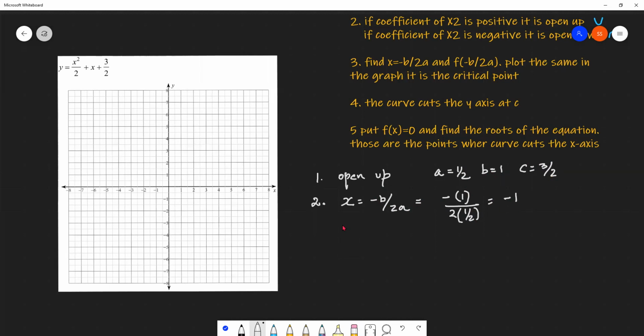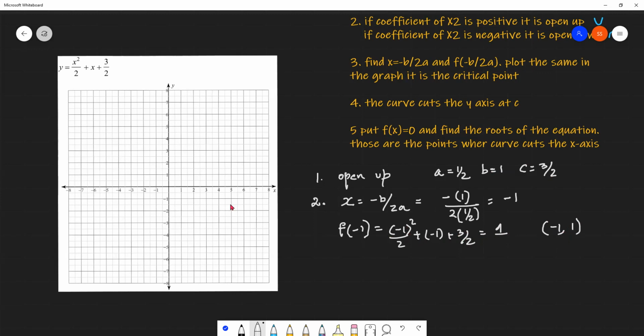Now find f of minus 1. We have our equation f of x here. You have to substitute x equal to minus 1. So minus 1 the whole square divided by 2, plus x, that is minus 1, plus 3 by 2. So this gives you 1 by 2 minus 1, which is minus 1 by 2, plus 3 by 2, which is 1. So the critical point is minus 1 comma 1.